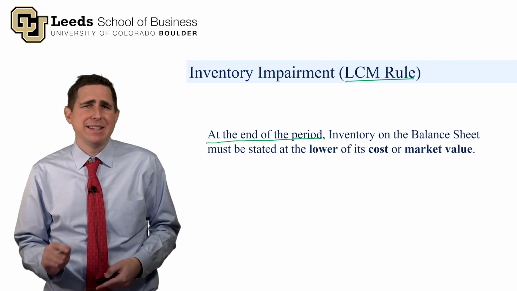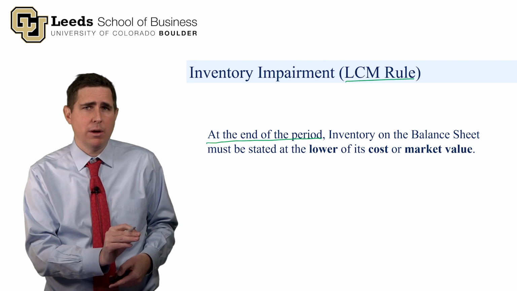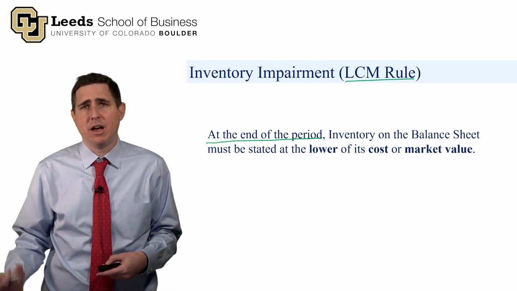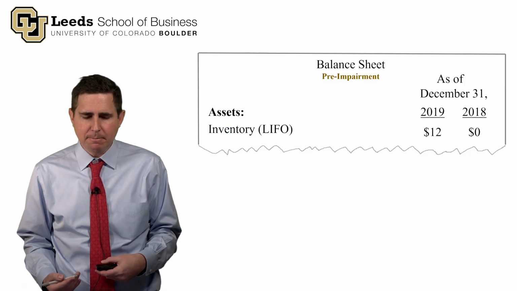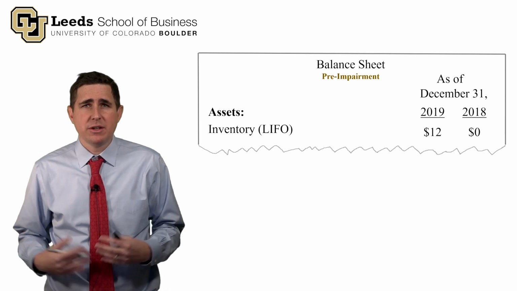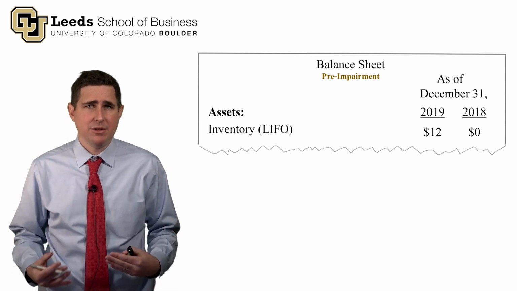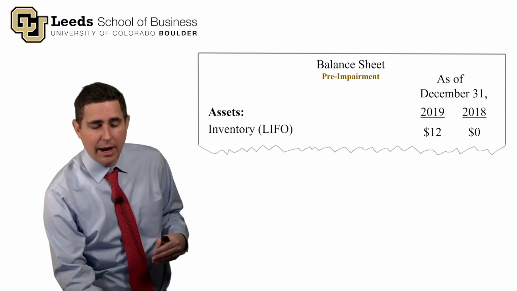So the inventory balance must be the lower of whatever it cost to make the inventory or whatever that inventory's market value is. And let's just look at an example that'll be easy to see. Here is a pre-impairment balance sheet. Okay, so you could call this an unadjusted balance sheet. Okay, we haven't done our year-end entries yet, and we're using the LIFO method.